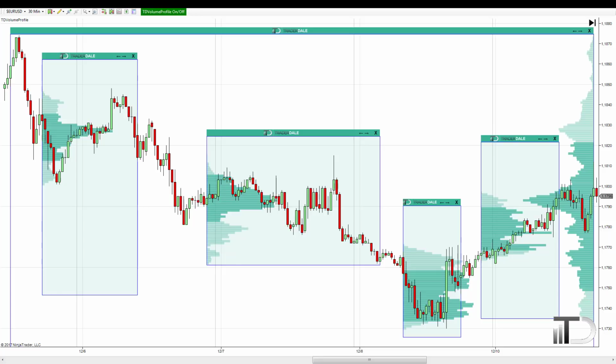Alright guys, so that was my brief introduction to the new profile. If I can give you any advice, go for it and learn to trade with the profile. It will really pay off. You don't need anything else to be profitable, just simple price action and a good volume profile, that's it.